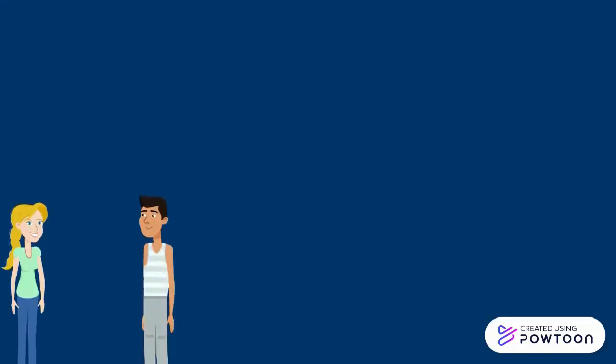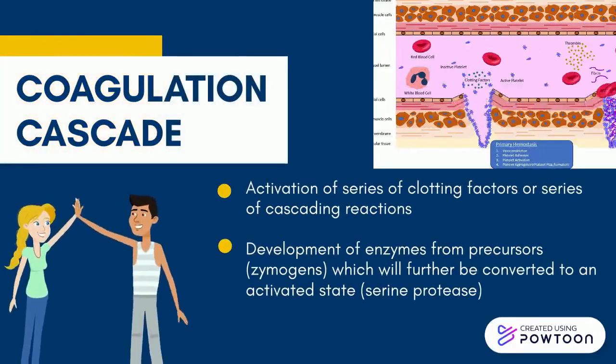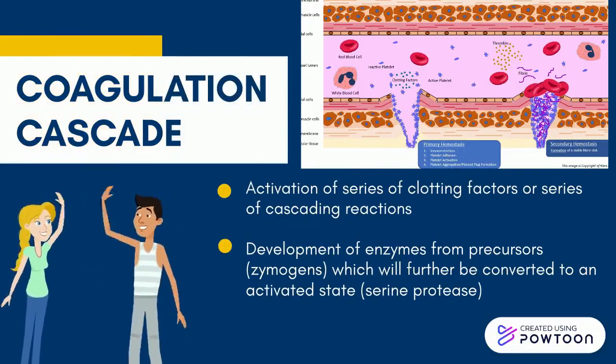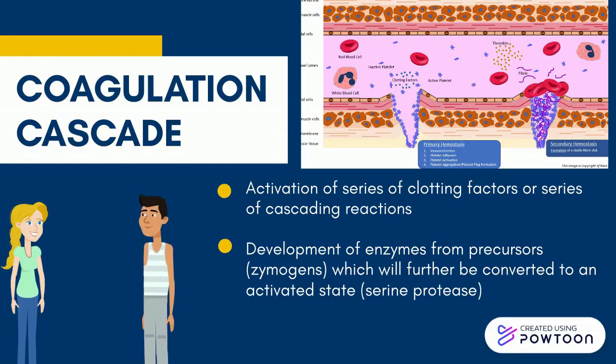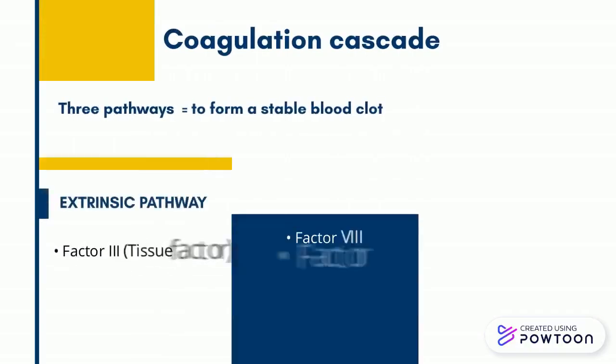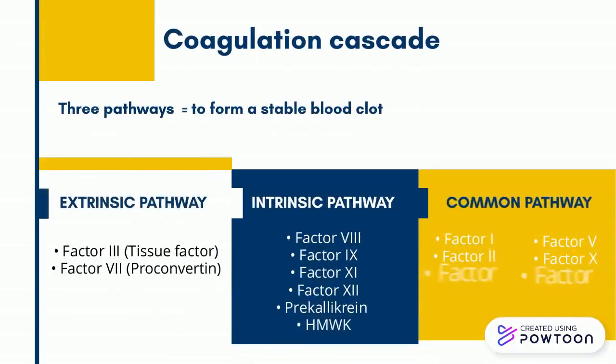Now, the coagulation cascade is a mechanism that consists of a series of cascading reactions involving development of enzymes from their precursors known as zymogens, which will further be converted to an activated state called serine protease. It has three pathways: the extrinsic, intrinsic, and common pathway. These pathways interact together to form a stable blood clot. The extrinsic and intrinsic coagulation pathways both lead into the final common pathway by activating factor 10.